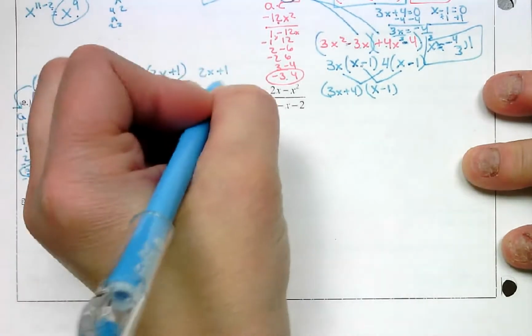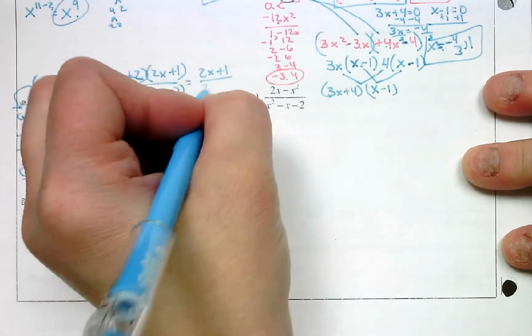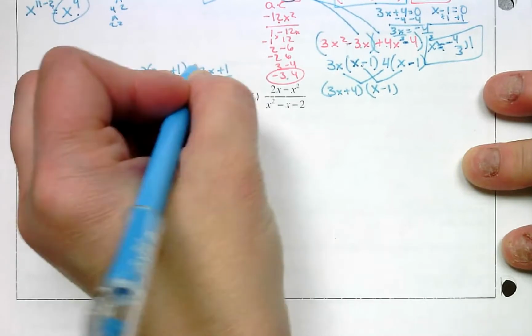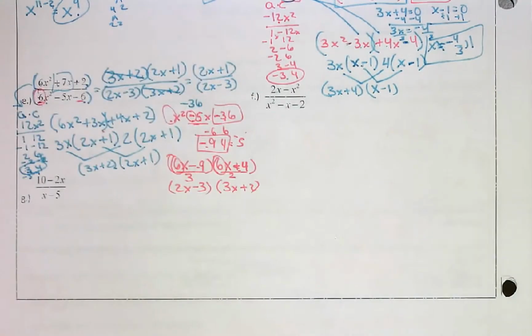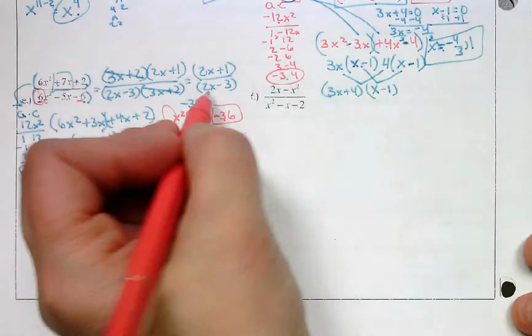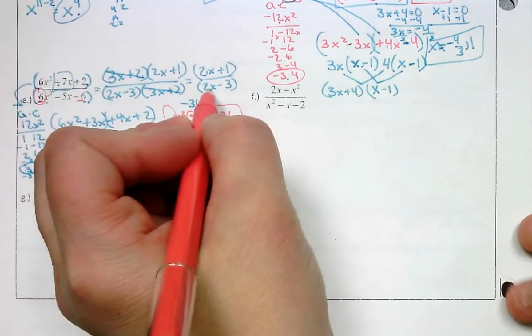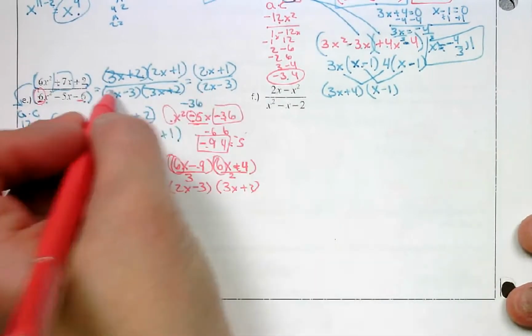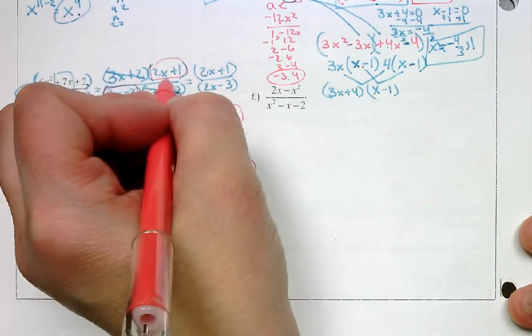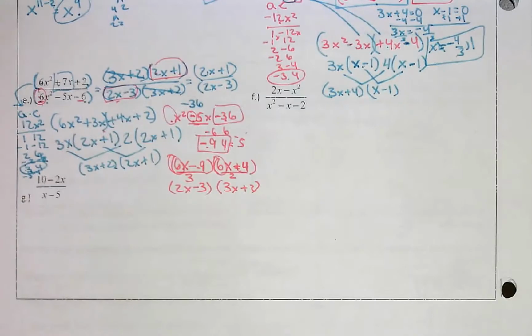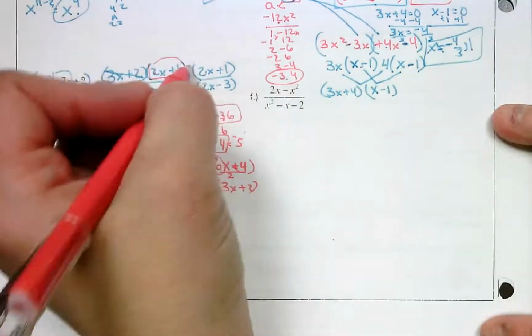Remember, I can't cancel these two x's because they're part of a group. 2x itself is not the number. 2x minus 3 is the number. 2x by itself is not the number. 2x plus 1 is the number. So remember, that's as far as I can get this thing. But now I have to set my denominators equal to 0 and solve.